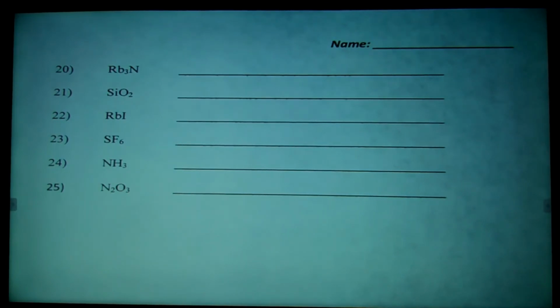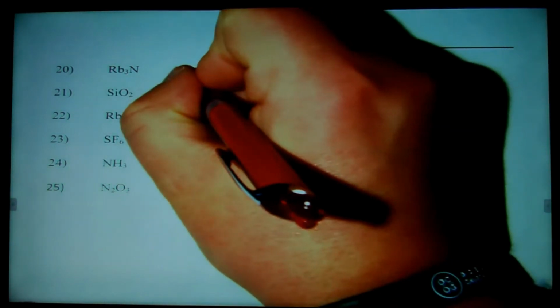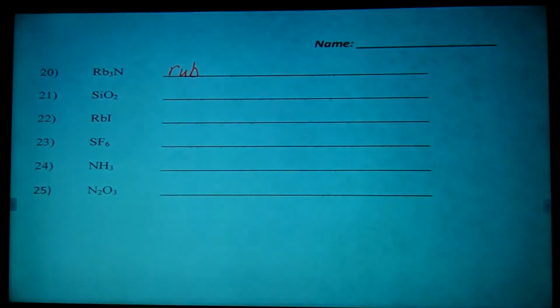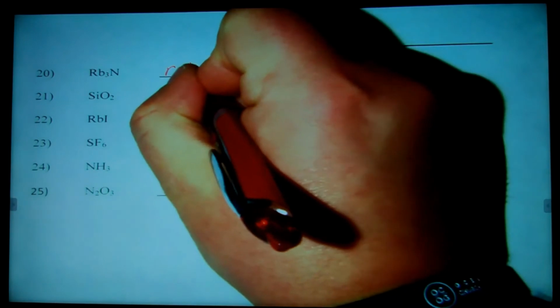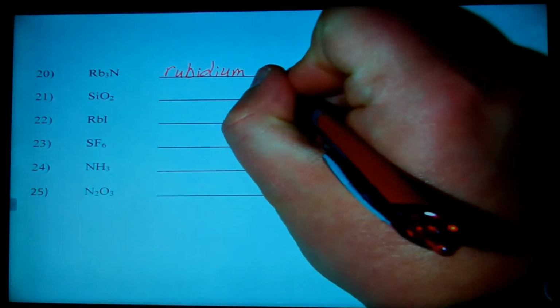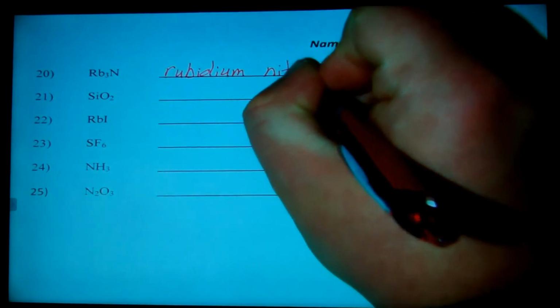Number 20, Rb3N. Rb is rubidium. N is nitrogen. Ionic bond. Rubidium has a fixed charge, therefore we're naming off the monatomics. So rubidium. See, I've got to look at the names. Rubidium nitride.